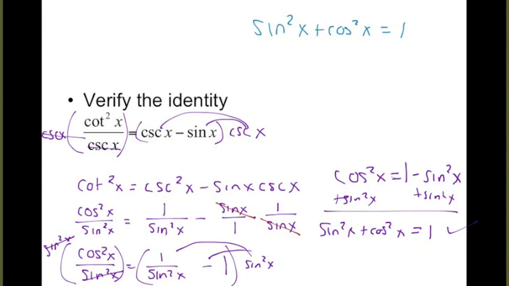Same strategies as the first lesson. Change into sines and cosines and substitute. But because this is also an equation, we can take advantage of multiplying by the same thing on both sides, or adding or subtracting the same thing to both sides.